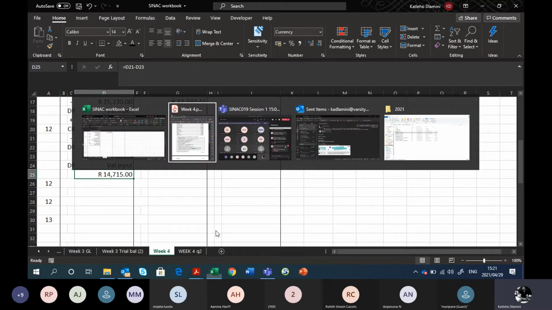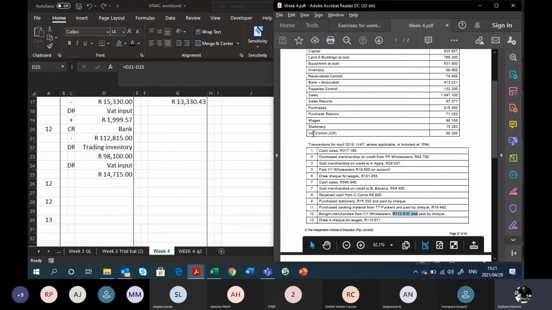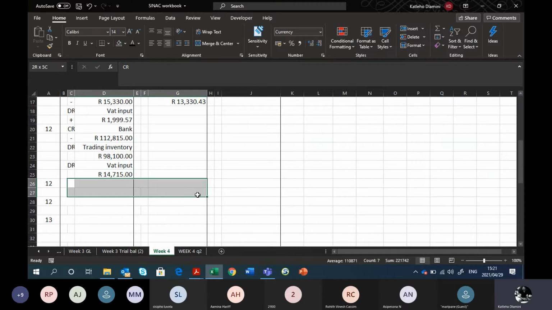All right. Then the second, the 12, drew check for wages 110. Okay, so you're going to debit your wages, which is an expense account, with this amount, and you're going to credit your bank account with this amount, because then you're paying wages. So I'm going to uncover that one. So you credit your bank with 110,871. You debit your wages with the same amount.